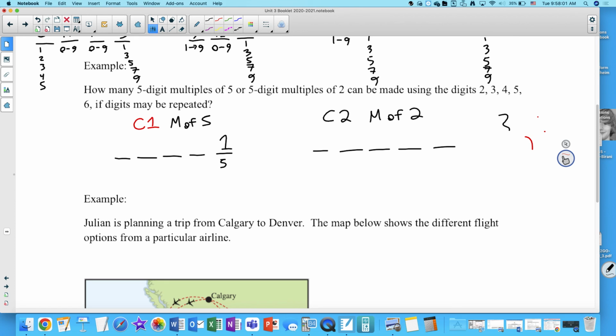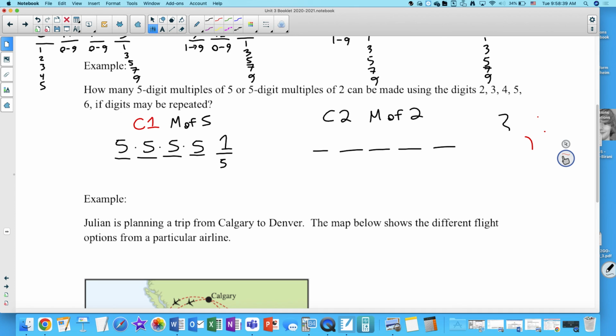Okay? Now, how many options do I have for the first number? 5, because they can be repeated, right? So the rest of these are all 5. And again, 0 isn't part of the mix, so I don't have to worry about taking that out for the first digit. And then case 2, multiples of 2, where would the restriction be there? The last digit, and what would work for the last digit? 3 options, yeah.